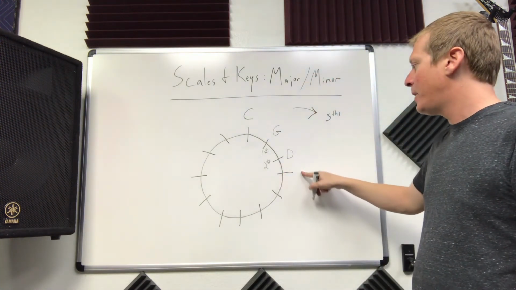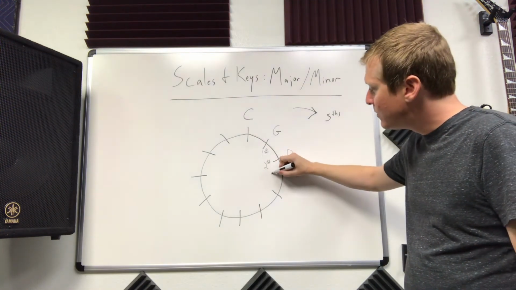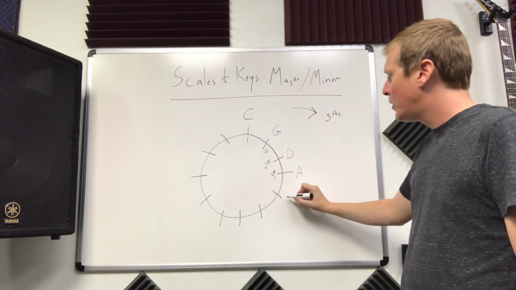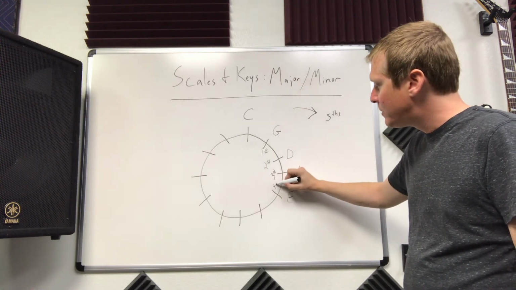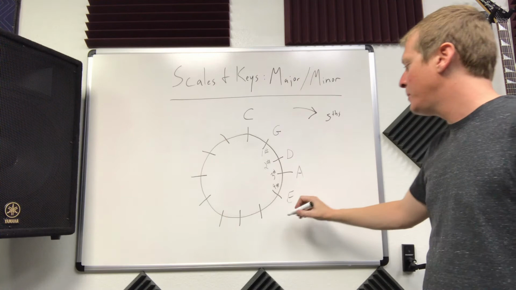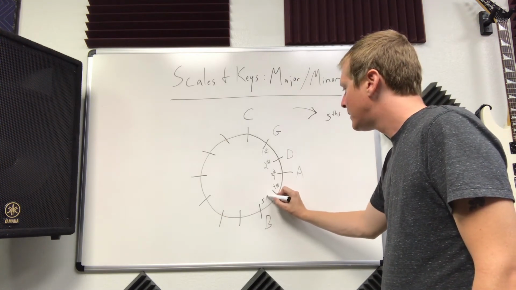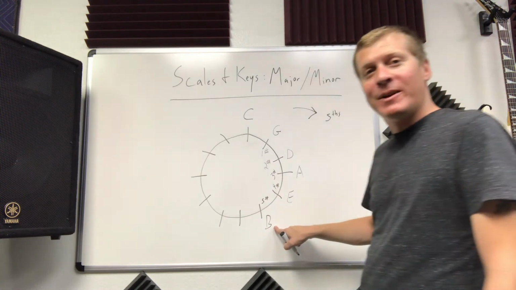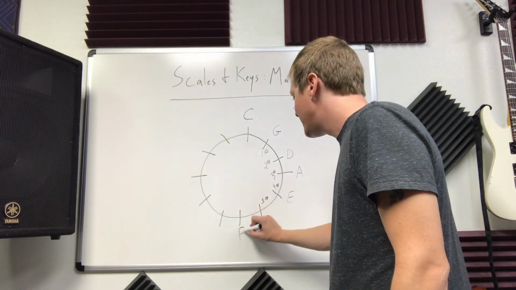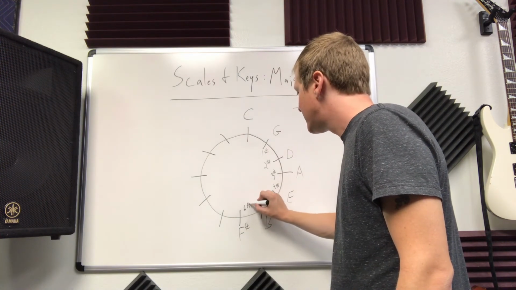Now if we go up a fifth from D, we have A. A has 3 sharps. If we go up a fifth from A, we have E. E has 4 sharps. The fifth up from E is B. 5 sharps. And then a fifth up from B is F sharp, actually. Okay? So it's not just F, it's F sharp with 6 sharps.